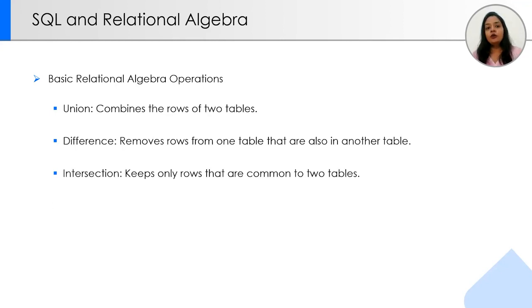Again, there are a few more relational algebra operations other than the four operations that we discussed. Then comes union. Basically, it combines the rows of two tables, and difference removes the rows from one table that are also in another table. So there is no duplication of work, or if it is not required, then it is easily removed using the difference operation. Then comes intersection. It basically keeps only the rows that are common in two tables.